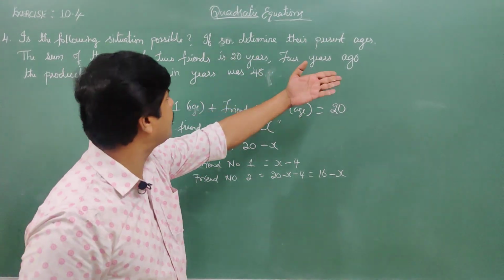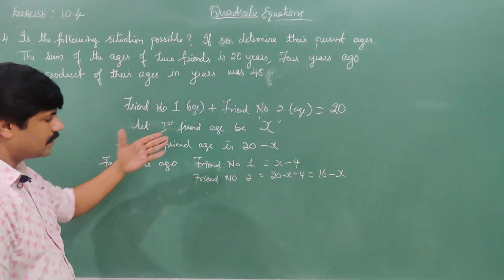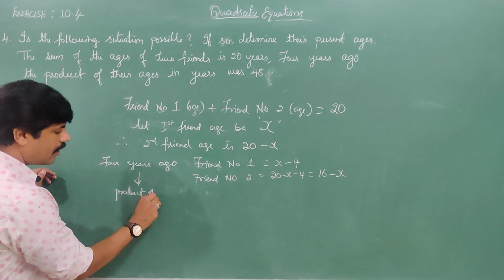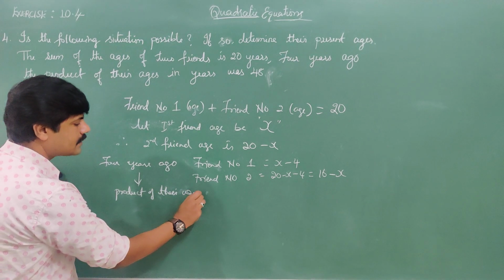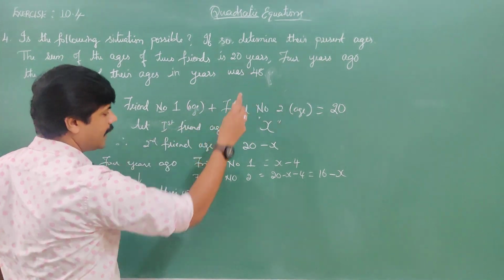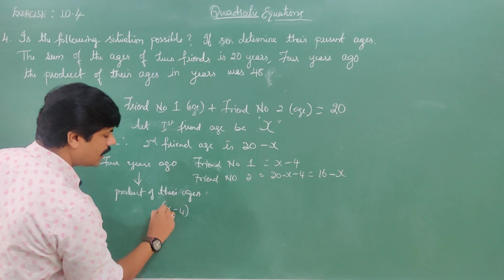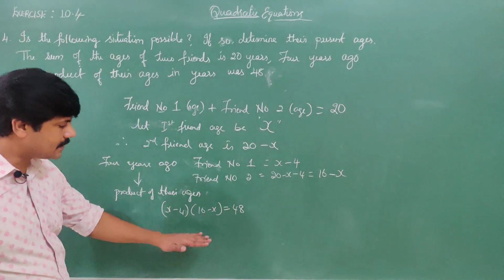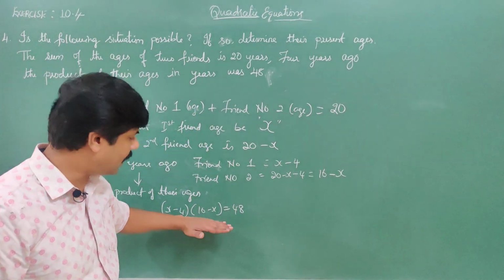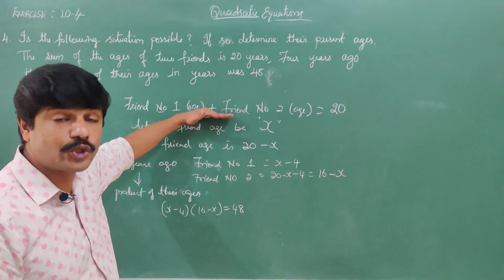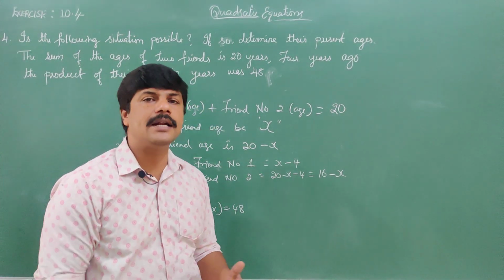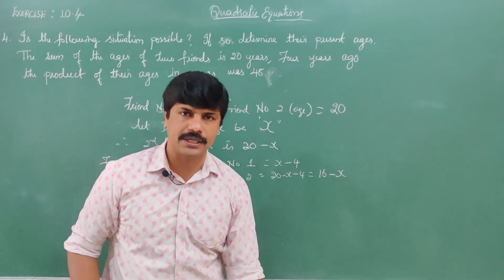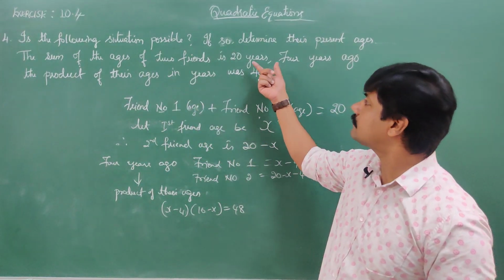Now you see that 4 years ago, the product of their ages is how much? 48. That means (x minus 4) into (16 minus x) is equal to 48. Now we have come to this stage by assuming friend number 1 as x and friend number 2 as 20 minus x, because it is given that the sum of the ages of 2 friends is 20.